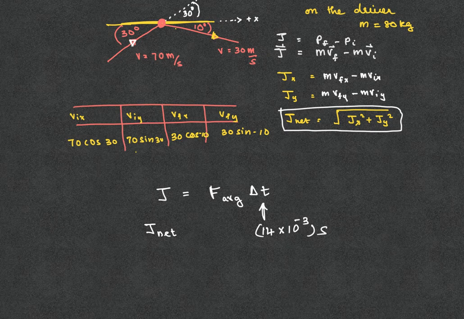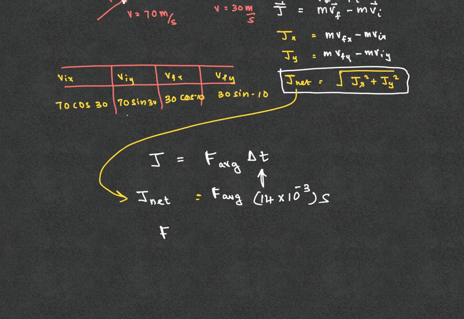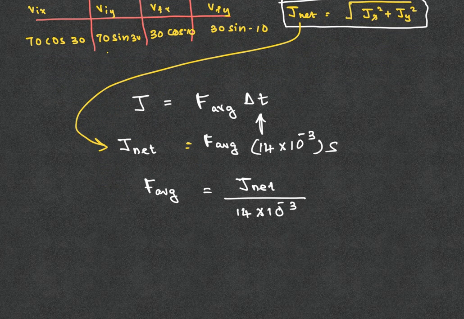So you can substitute net J from the equation over here, and in that case what you don't know is the average force. So F average can be net impulse divided by 14 milliseconds. You can see a large negative power in the denominator, so you're basically expecting a large F average, and the unit is newtons. Okay, and that's about it.